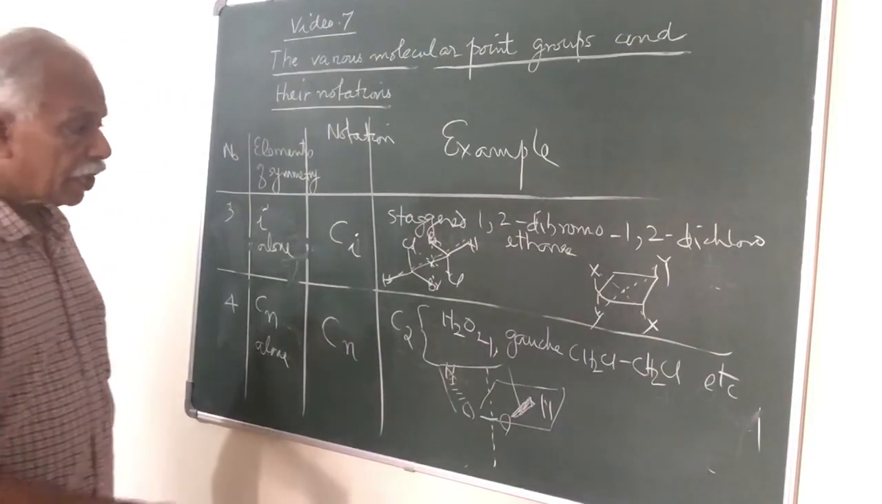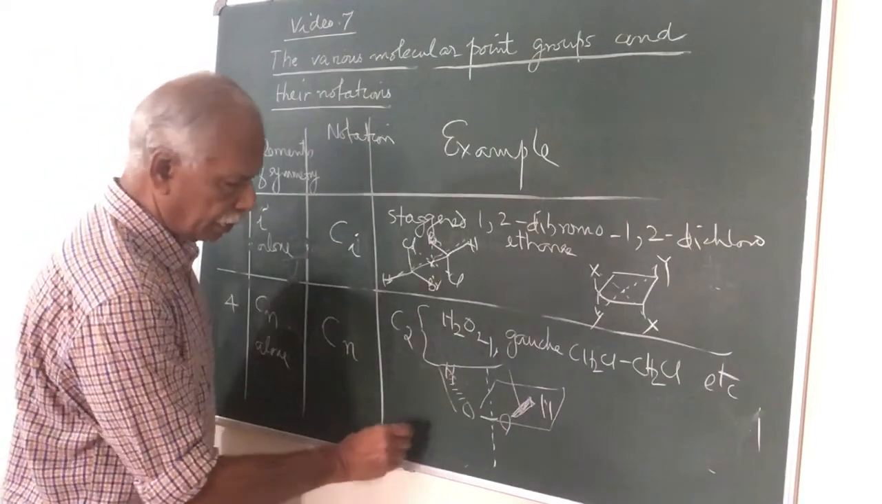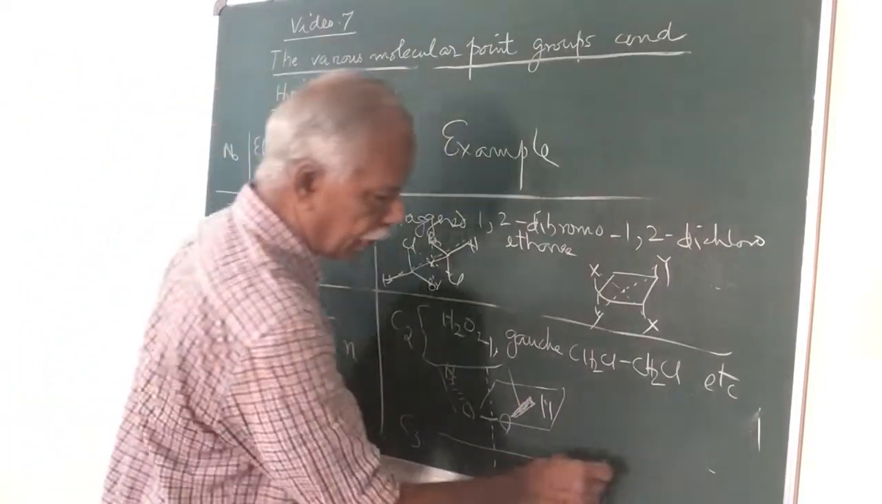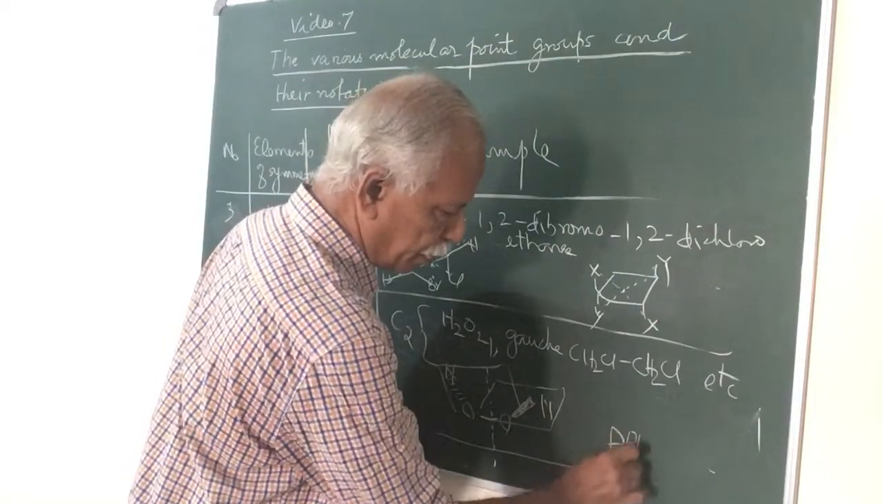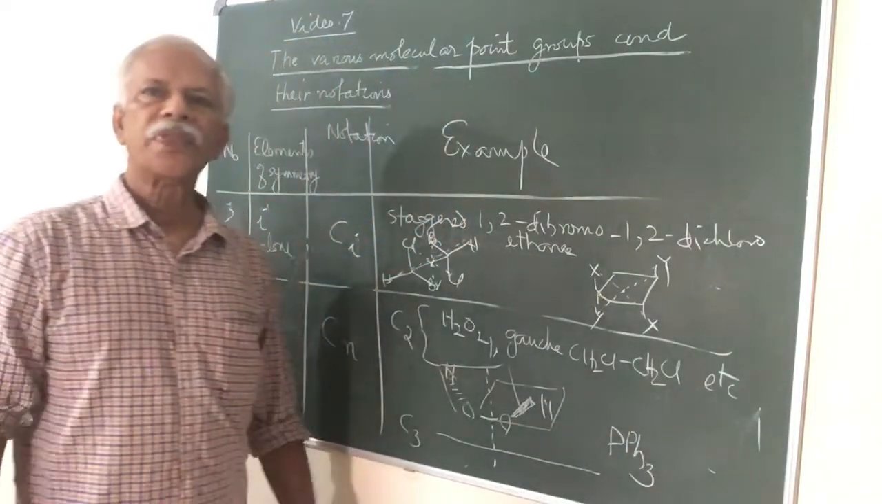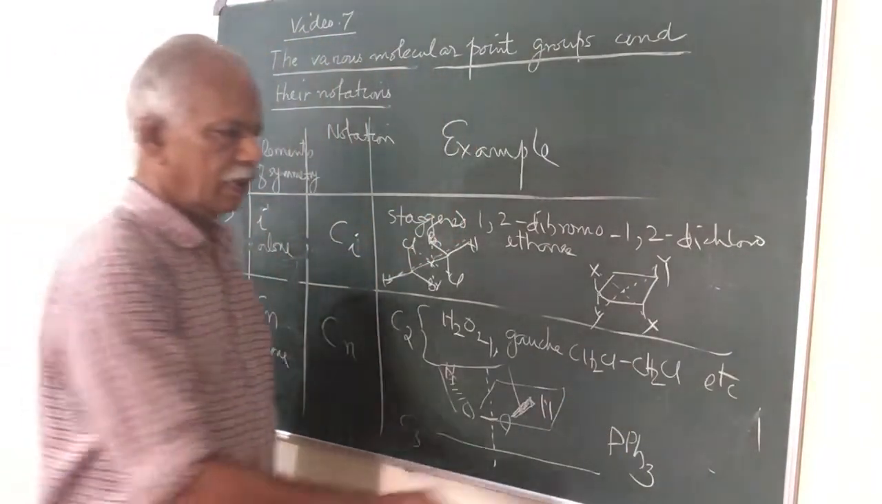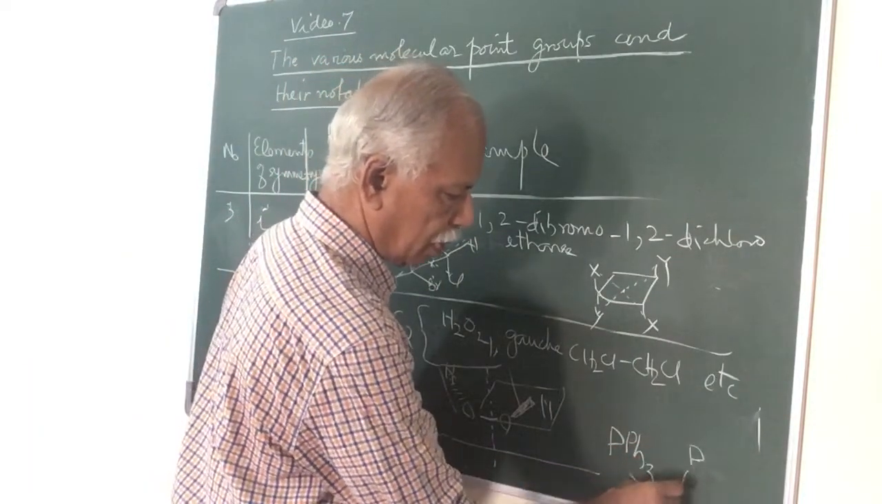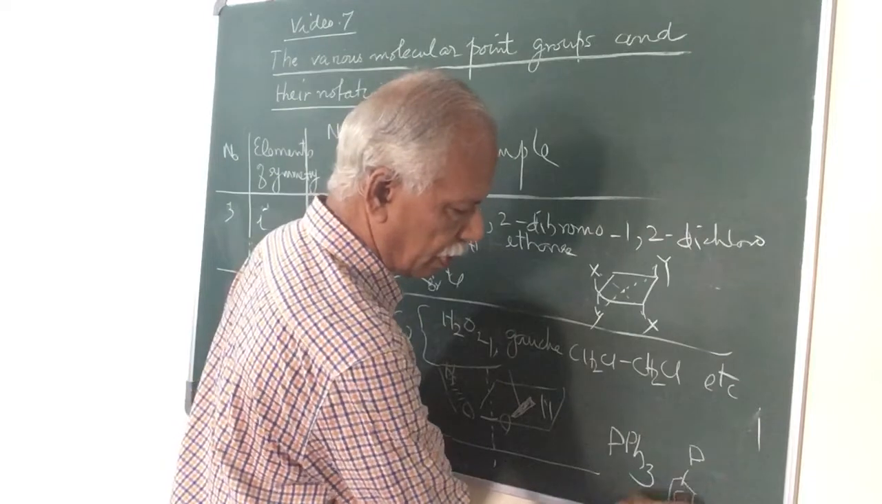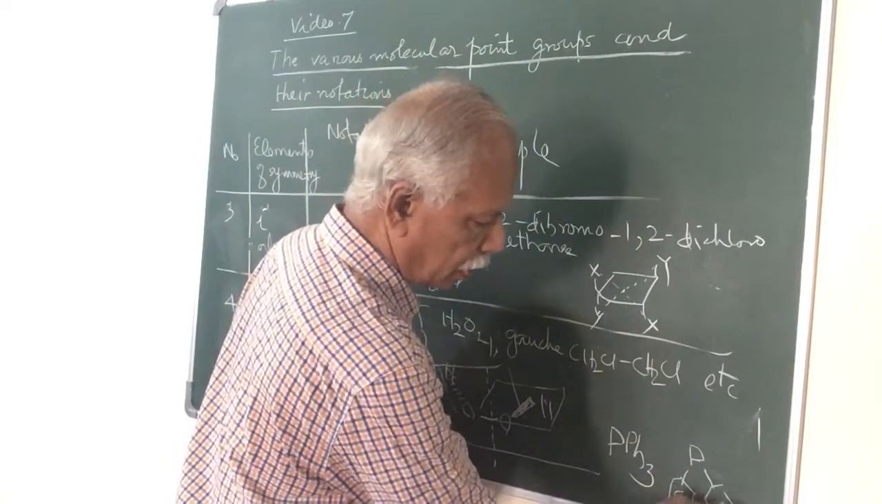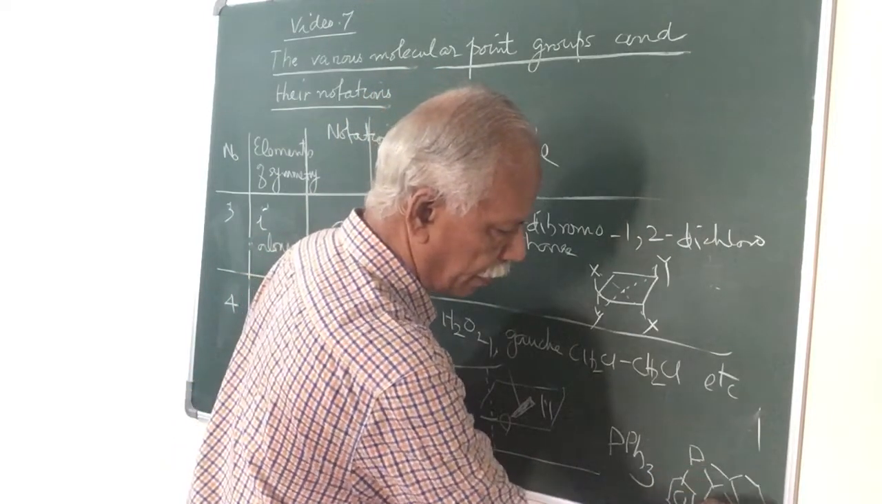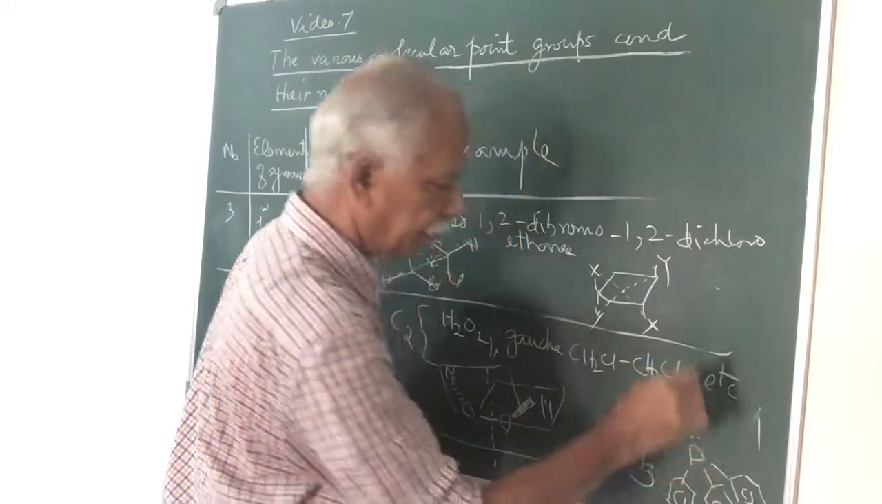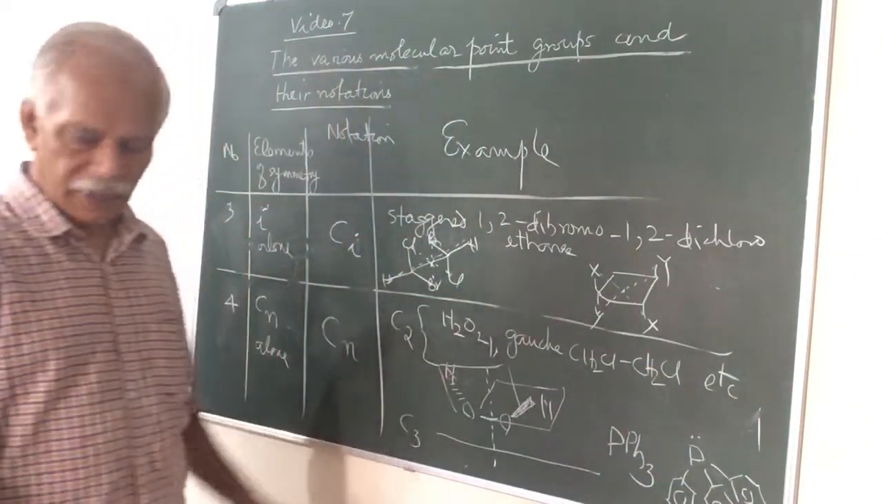Then C3 molecule. An example is PS3, triphenyl phosphine. It has a propeller-like look. The three benzene rings are not coplanar. It has C3 axis and nothing else.